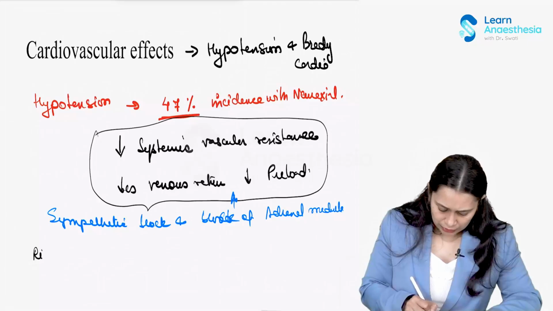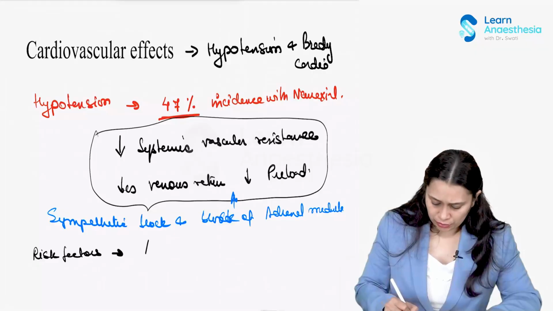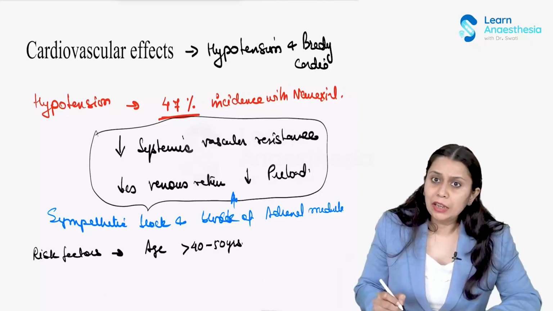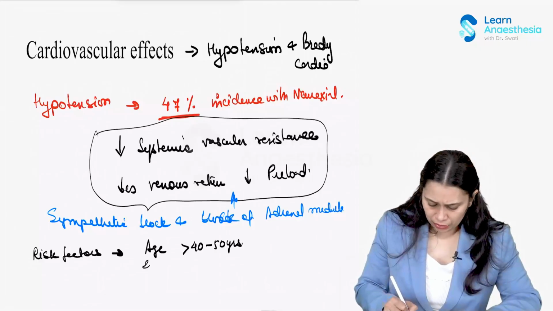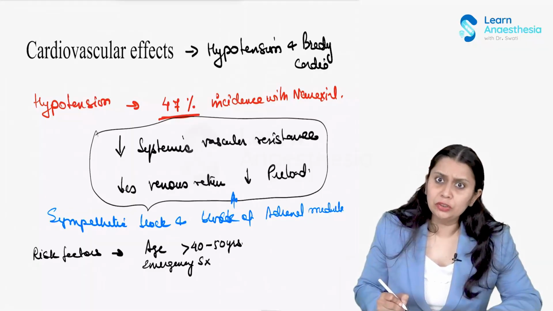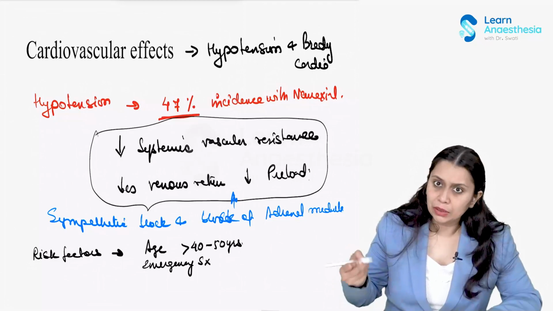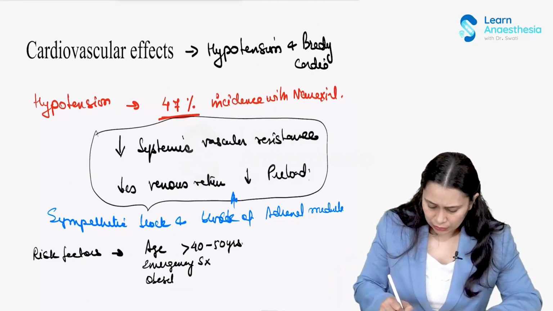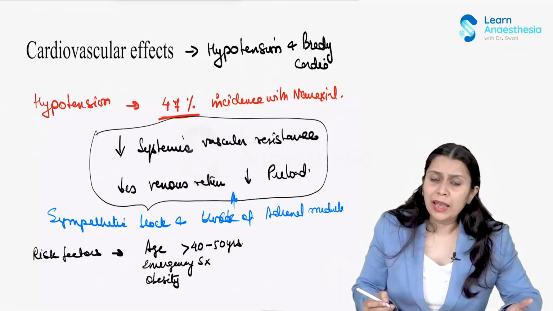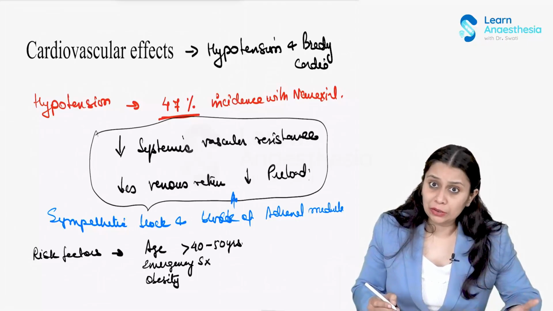So what are those risk factors? If the age of the patient is more than 40 to 50 years, right? If you are giving neuraxial for emergency surgery, there is a possibility that the volume status of the patient is not optimum, so the risk is even more, as a decrease in preload will happen. More in case of an obese patient, the risk of hypotension. Then the risk of hypotension is more exaggerated in a chronic hypertensive patient, right? Because of the sympathectomy which happens.